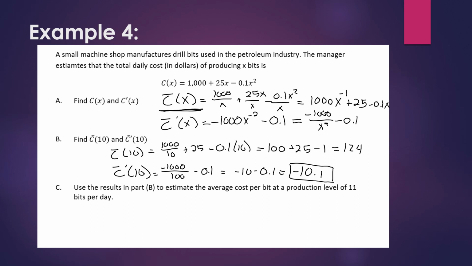So if we wanted to estimate what our average cost would be, that's what they're saying in part C, is we know that right now our average cost is $124. And if I were to increase production by just one drill bit, we would expect to spend $10.10 less per drill bit, giving us a new average cost of $113.90. This is our predicted new average cost if I were to use 11 drill bits instead of just 10.